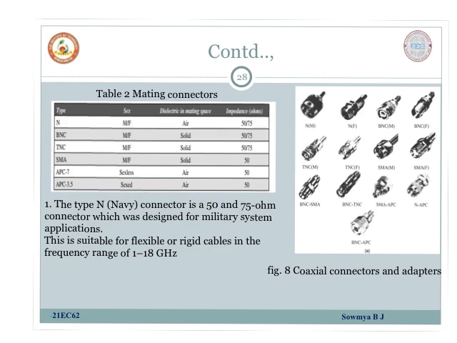Now let us know each connector in detail. Coming to the first type, that is a type N navy connector. It is a 50 ohm and 75 ohms connector, which was basically designed for military system applications. And this is suitable for flexible or rigid cables in the frequency range of 1 to 18 gigahertz.